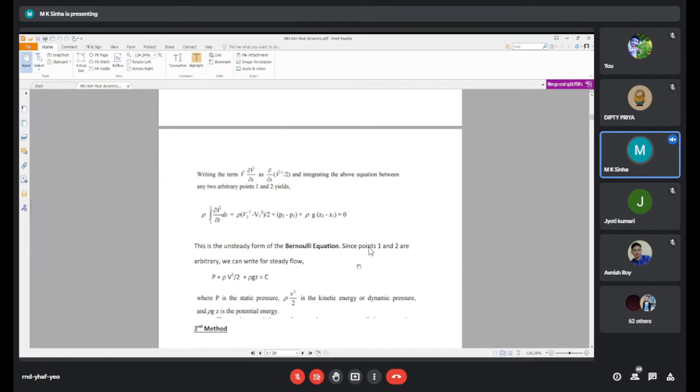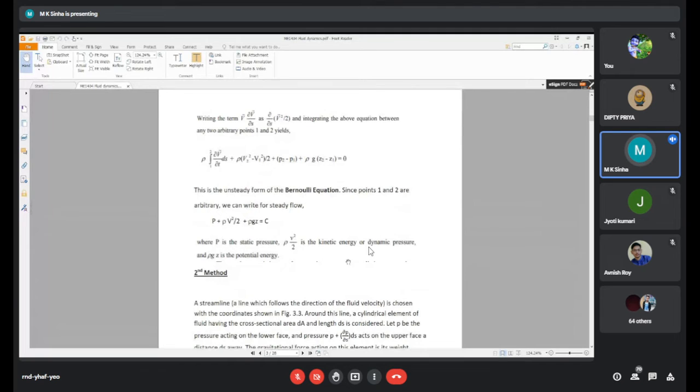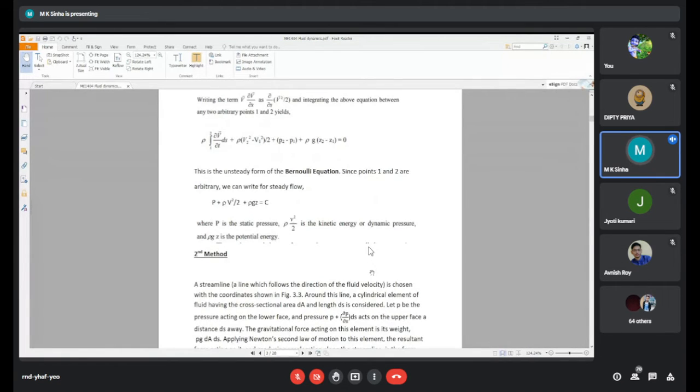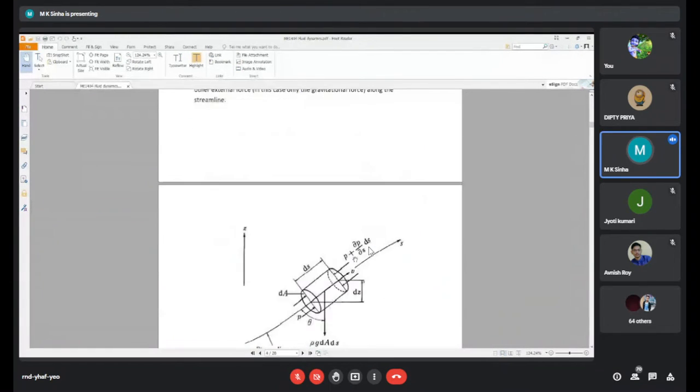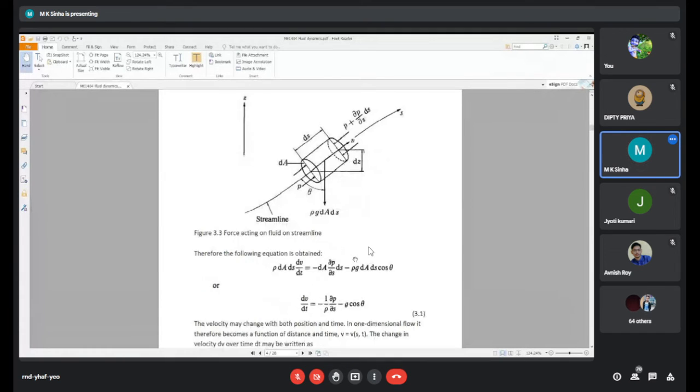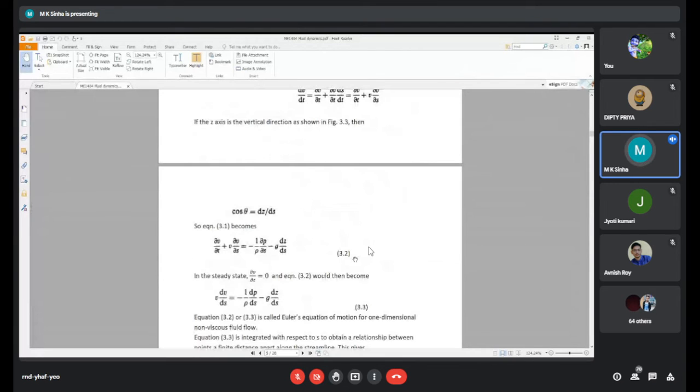When we write down the steady state, it becomes p plus rho v squared by 2 plus rho g z is constant, where p is the static pressure, rho v squared by 2 is the kinetic or dynamic pressure, and z is the potential energy term. The same equation you may also derive by some other method. This is the second method. Ultimately you should also get the same result here.